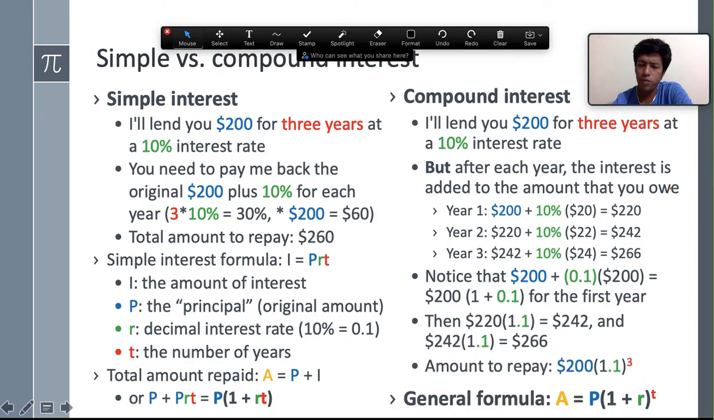Our general formula is this one: P into 1 plus R to the power T. T means the number of years. How many years you are counting it. R is the rate of interest in decimal, see 0.1, and P is the principal amount. That means what is the principal money that you pay. P is that value.